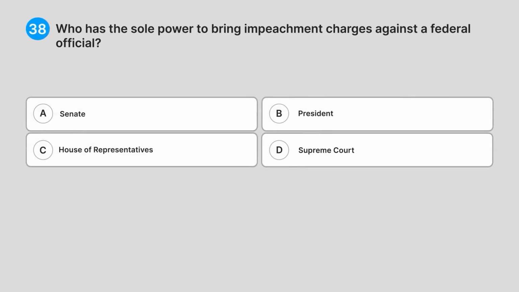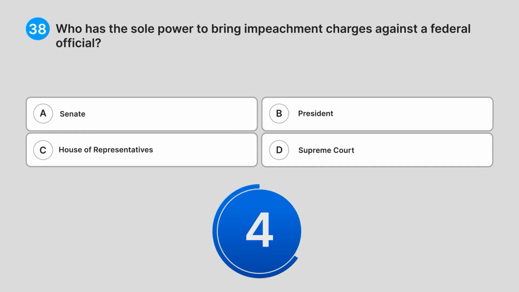38. Who has the sole power to bring impeachment charges against a federal official? A. Senate. B. President. C. House of Representatives. D. Supreme Court. Can you guess the answer?